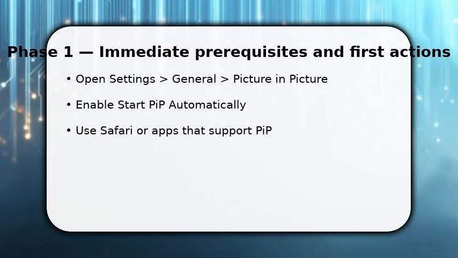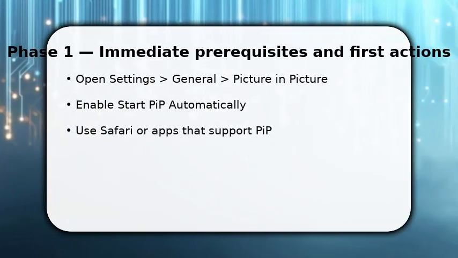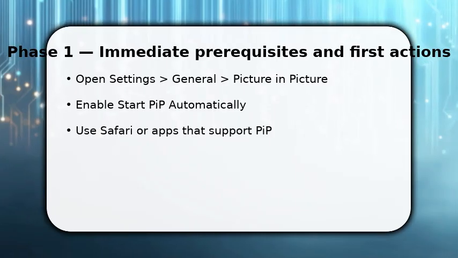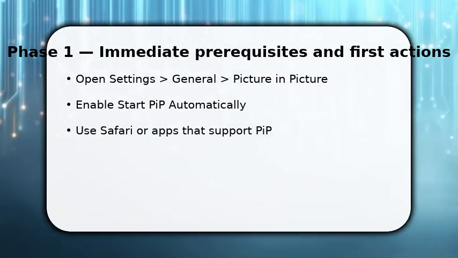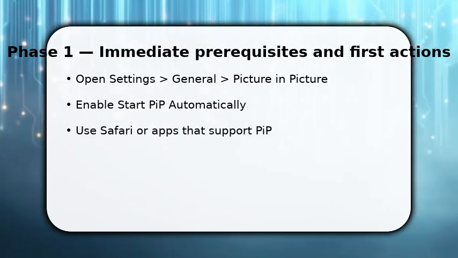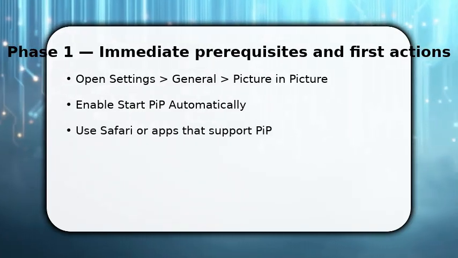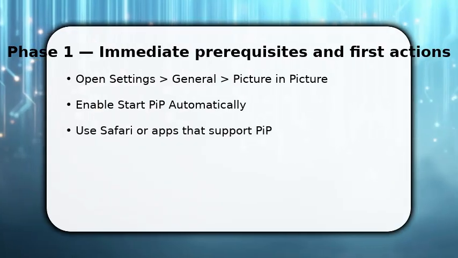You'll start by enabling picture-in-picture so the dynamic island can show video. Go to Settings, General, Picture-in-Picture, and toggle Start PiP automatically. Once done, open Safari and load the YouTube video page. Make sure you're not in an app that blocks PiP.